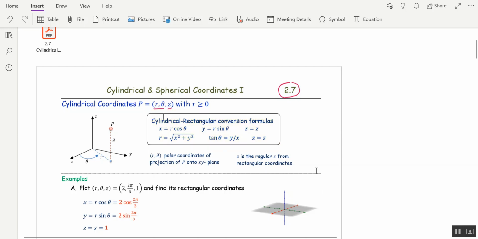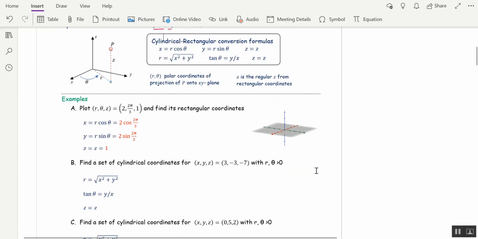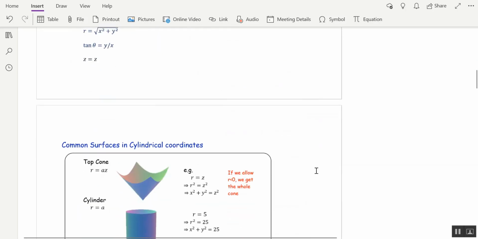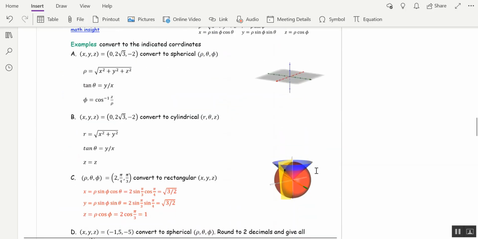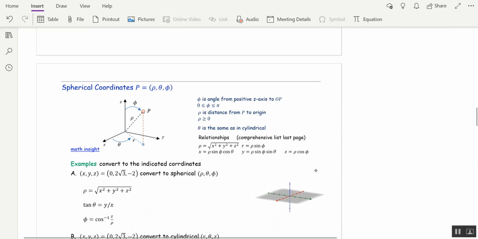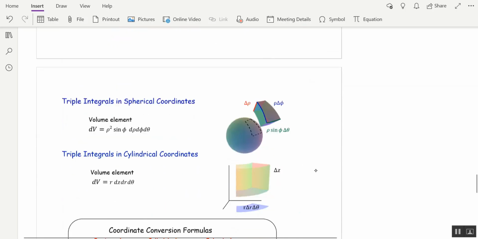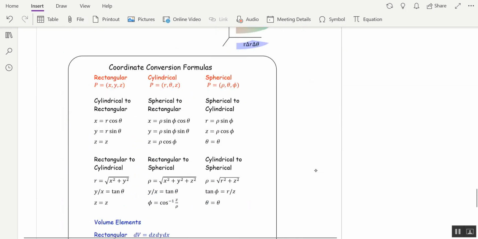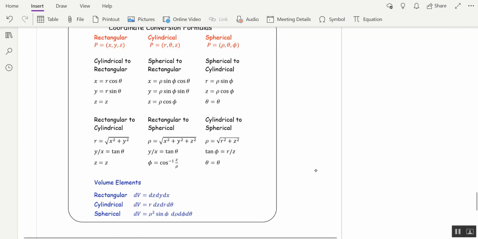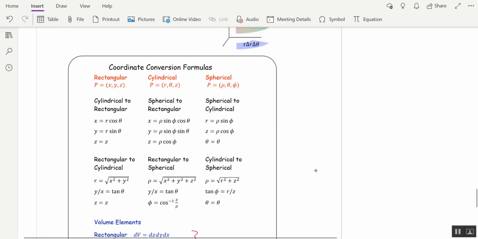Now, there's going to be a lot of conversion formulas in this section, and I just want you to rest easy that you do not have to memorize all of these conversion equations because I have them all on the last page in a chart which tells you how to go from any one system to another system. And I also have the volume elements, and that will be important when we start integrating, but we won't use that today. And I will give you this on the next test. You don't have to memorize this.